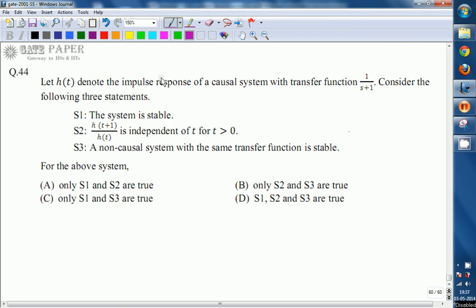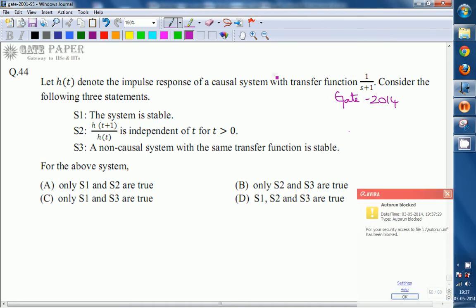Hello, we are going to see the question from GATE 2014, ECE paper, from the signals and systems subject.